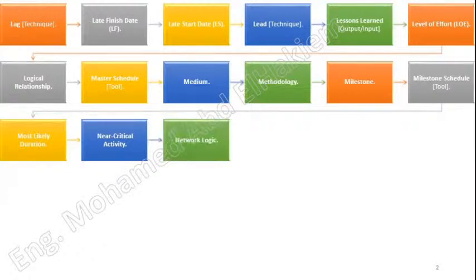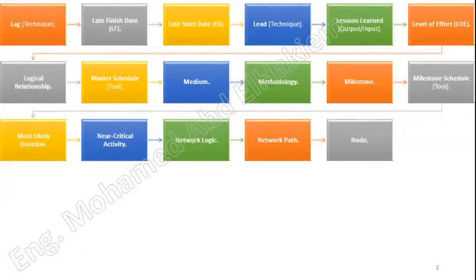Network logic. The collection of schedule activity dependencies that makes up a project schedule network diagram. Network path. Any continuous series of schedule activities connected with logical relationships in a project schedule network diagram. Node. One of the defining points of a schedule network, a junction point joined to some or all of the other dependency lines. See also arrow diagramming method, ADM, and precedence diagramming method, PDM.